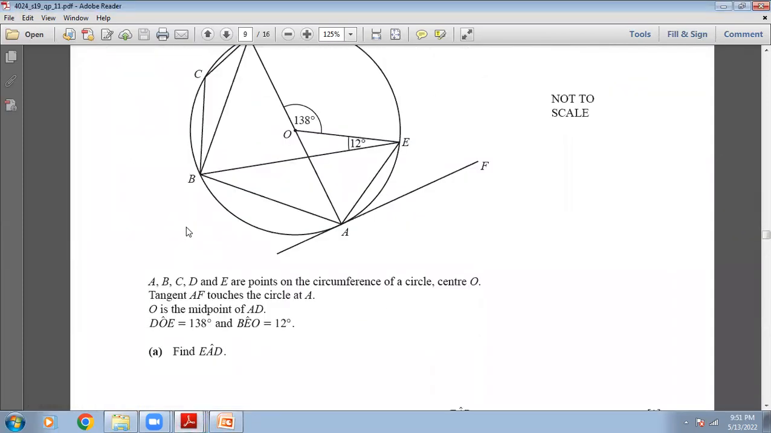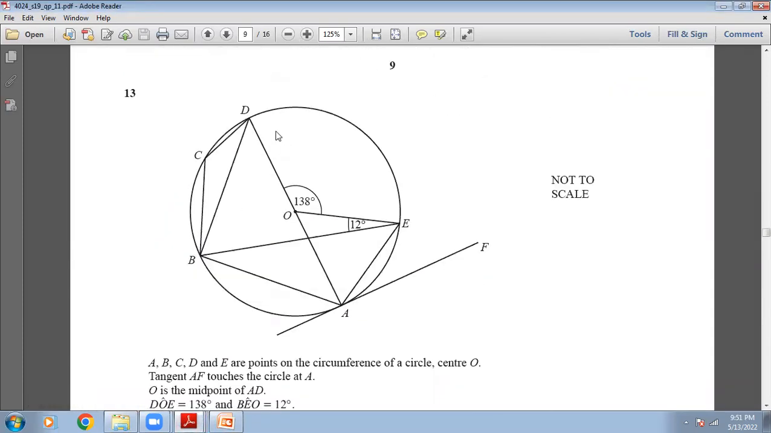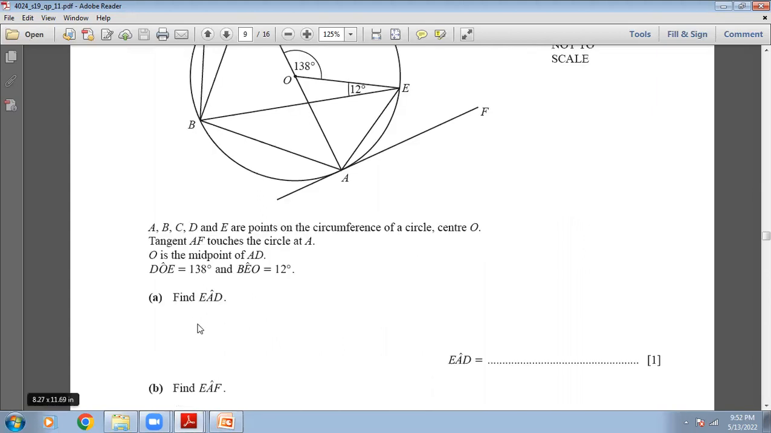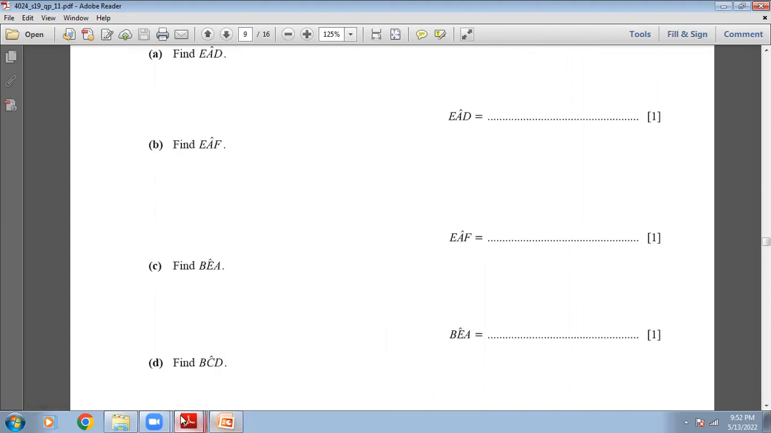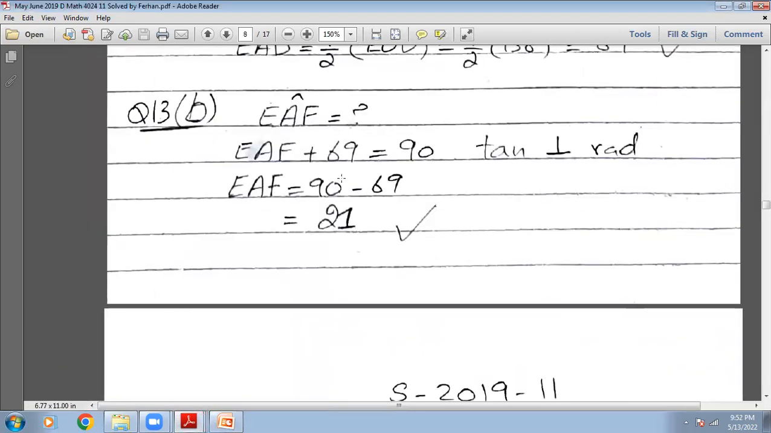Then the next question is find the EAF. EAF, you want to find this angle. You know this whole angle is 90, this is the radius, this is the tangent. I want to know this angle. This whole angle is 90, and I know this angle is 69. So very simple. I will subtract from 90.